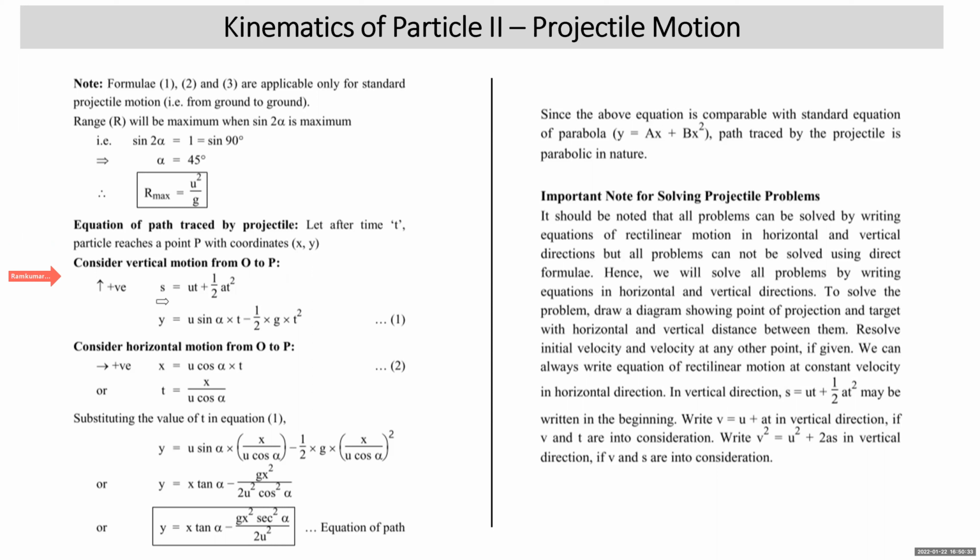We write s is equal to ut plus half at square. S is what? It is y. u is u sin alpha, so y is equal to u sin alpha into t minus half g t square. Acceleration is minus g since we are taking upward as positive.